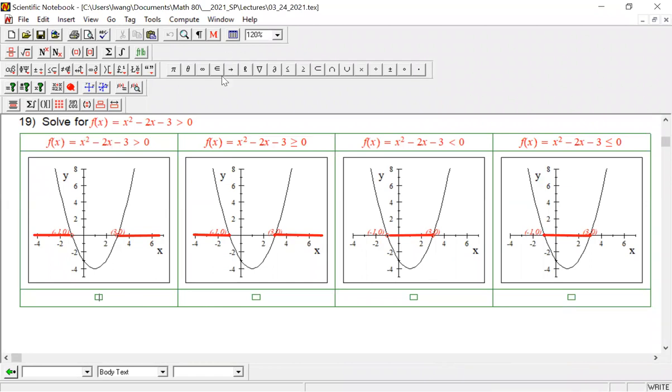So I'm going to put the answers right here for closure. And that's going to be x less than -1 or x larger than 3. And the next one, of course, is going to be less than or equal and greater than or equal. And over here is -1 less than x less than 3. And over here is -1 less than or equal to. We're going a little fast over here because we're running out of time.